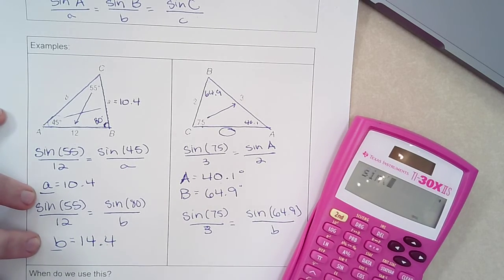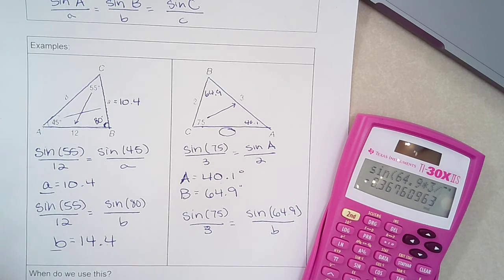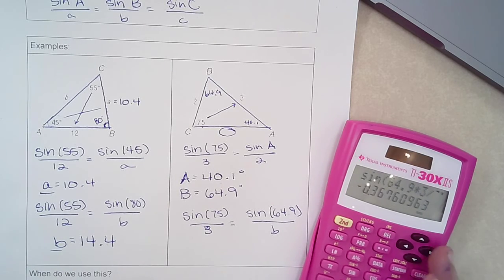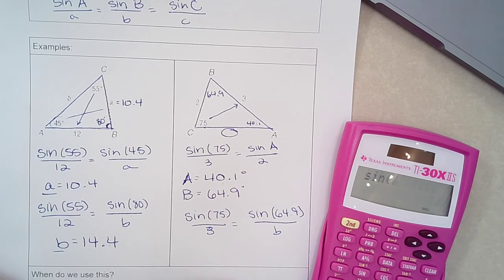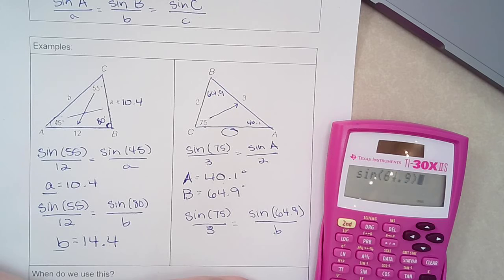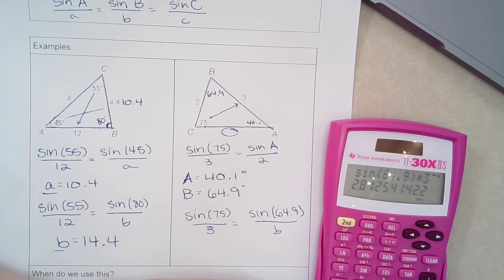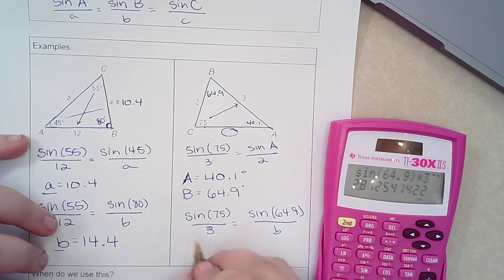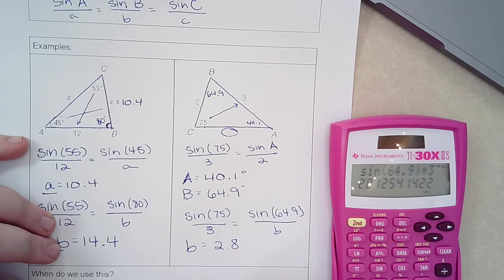We throw that into a calculator. Oh, I didn't close my sine when I started out, so let me go back and fix that. Sine of 64.9, close parenthesis, times 3 divided by sine of 75. There we go. Got to close that parenthesis. And I get 2.8, which is much more accurate. Even I make mistakes.